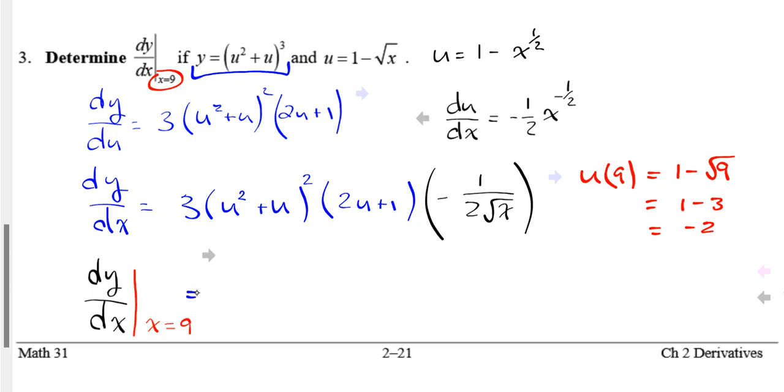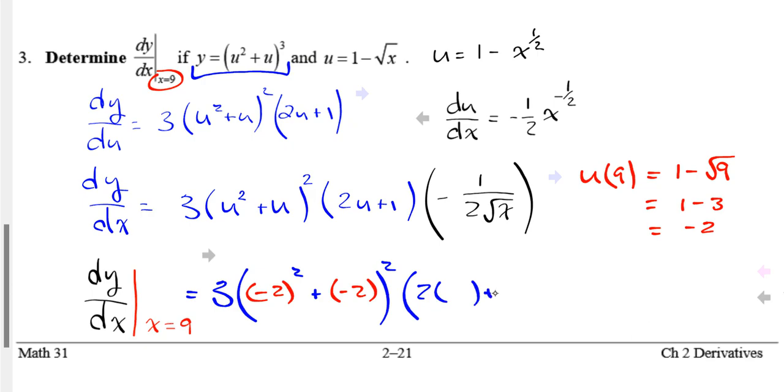So this will be 3 times negative 2 squared plus negative 2 all squared. Two times negative 2. And then the 1 over, now let's go with negative 1 over 2 times the square root of 9. And then we can just evaluate.